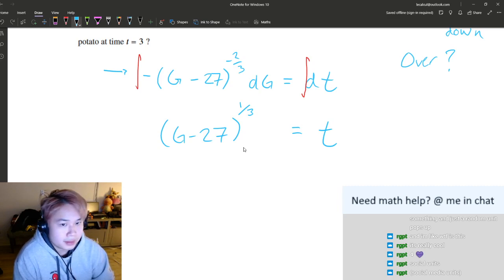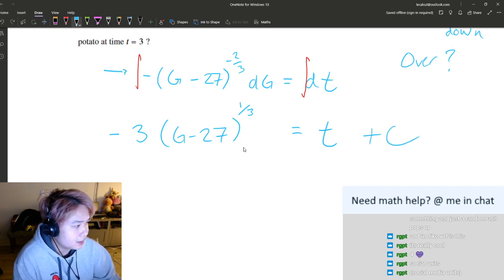And then over here, -3? Something like this. Plus a constant. Let me just double check. Take the derivative of this, the 3's cancel out, you get the negative, you subtract 1, yeah, and then chain rule, there's just the 1, so this works out.